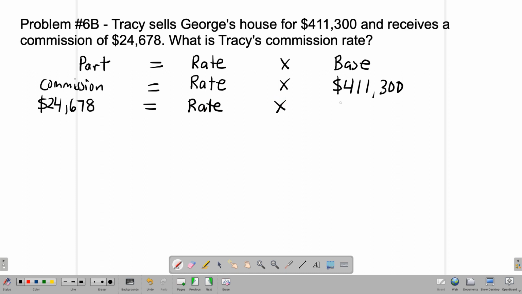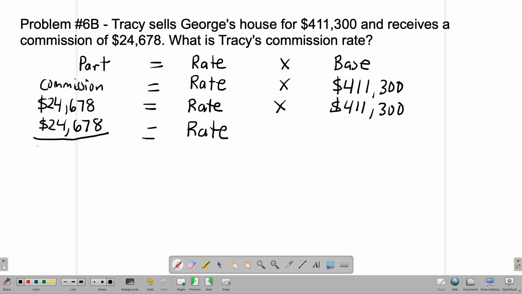And the base is the sales price, which is 411,300. All right, so we continue to just transform the equation. We want to solve for the rate, so we keep the rate right there. On this side, 24,000 is already there. Multiplication, when you convert it over to the left side of the equation, is pretty much you divide.